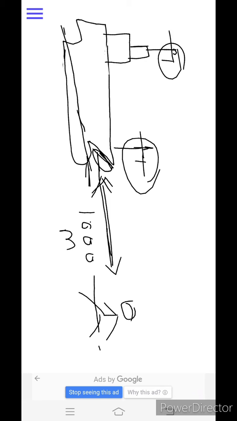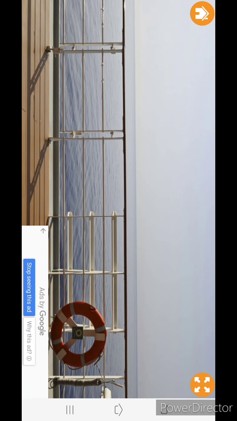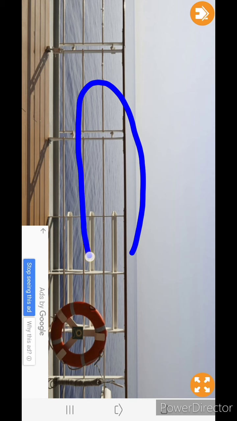Let's move to C. So now we are talking about C. The masthead light of a power driven vessel of 12 meter but less than 20 meter in length shall be placed at a height above the gunwale of not less than 2.5. So first, the word used here is gunwale. So gunwale, guys, this is the gunwale, means the railing.